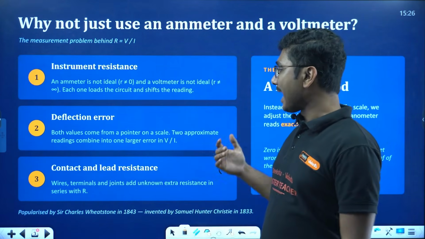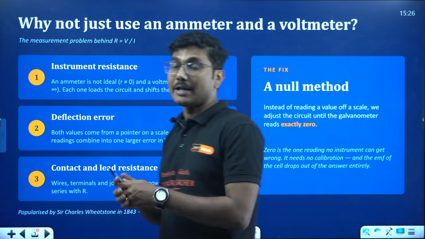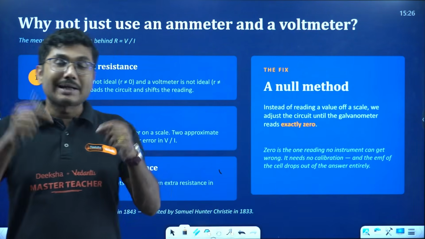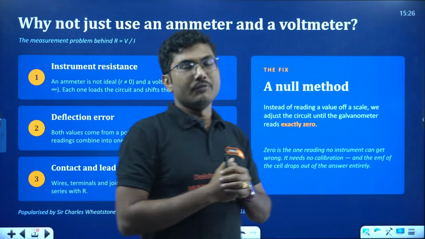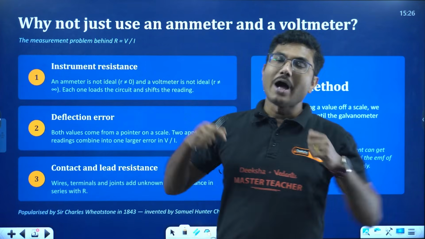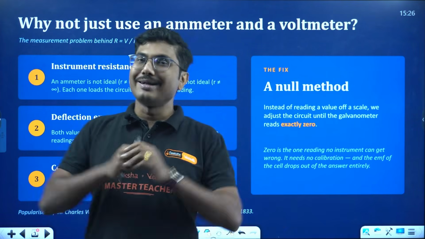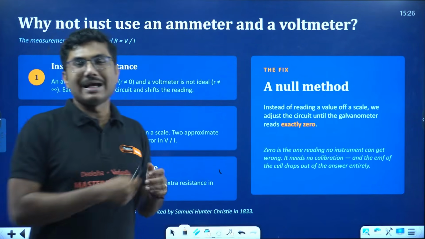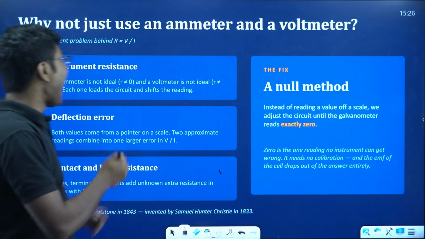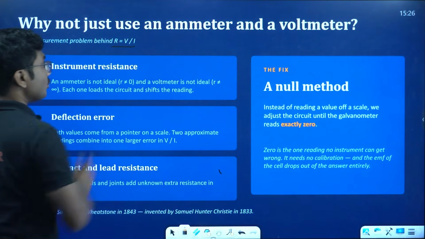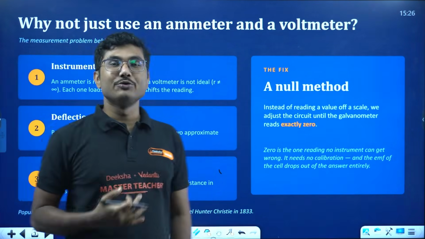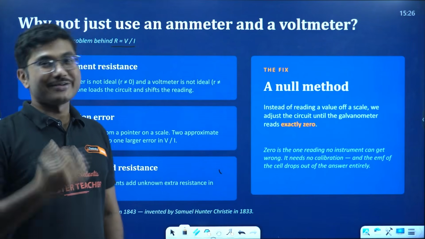Okay, contact and lead resistance, that means the contact points where you are connecting the voltmeter and ammeter also have certain resistances, and that's why the result that you are getting using a voltmeter and ammeter and using Ohm's law is not super accurate. So that's why we do not use V is equal to IR for measuring unknown resistances.